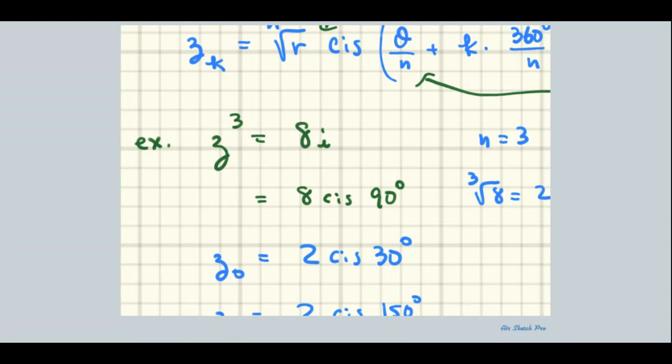This one's actually very easy to see, okay? Imagine you're trying to graph 8i in the complex plane. Here it is, right? Yeah. What's the angle? What's the angle? Anybody? Because you always measure from the positive real axis, right? What's the angle?